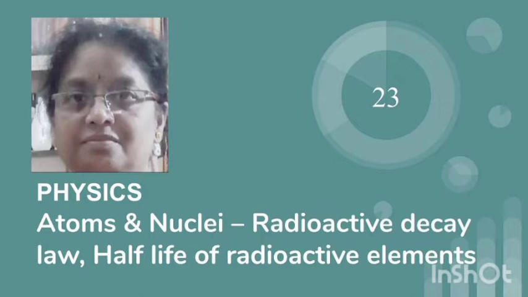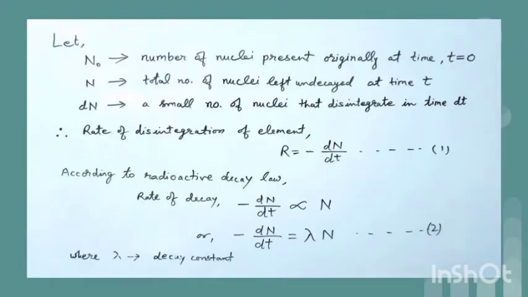To derive a formula for the process of radioactive decay, let us consider N0 to be the number of nuclei present originally in a sample at time t equal to 0, and N to be the total number of nuclei left undecayed in the sample at time t. Let dN be a small number of nuclei that disintegrate in a small time interval dt. Therefore, the rate of disintegration of the element, R, is equal to minus dN by dt. Equation 1.